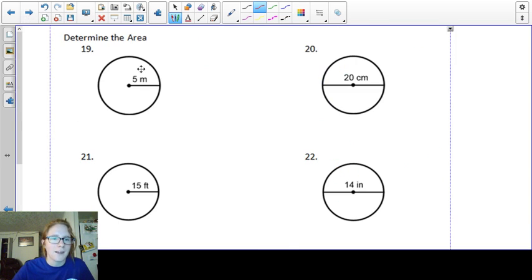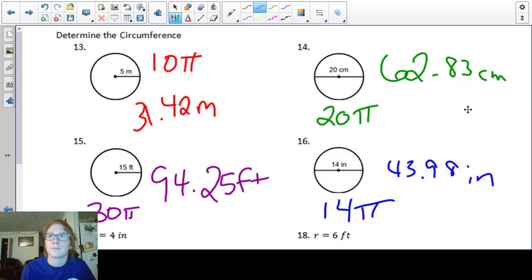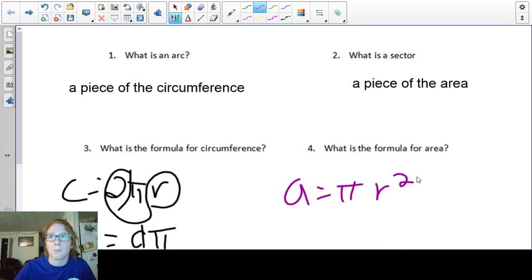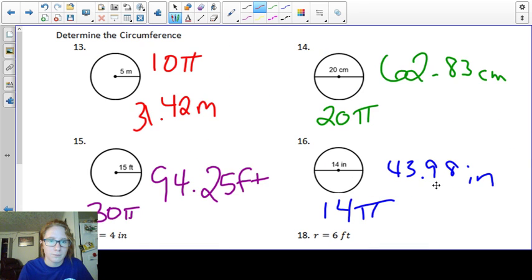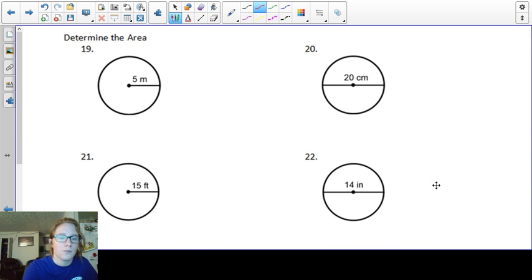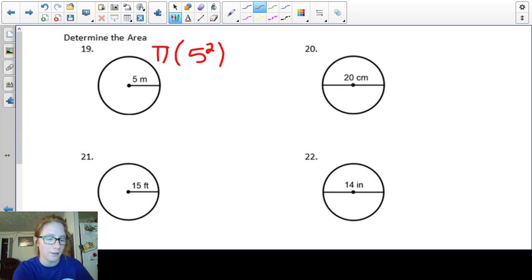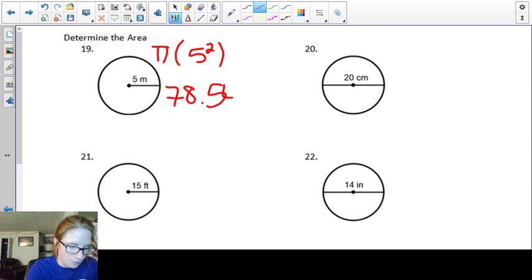All right, next ones, we're finding the area. So when I find the area, if I go back, we're going to use this purple formula, so pi r squared. So we have my r, because remember we need radius in this case, so I have pi r squared. We can plug it into the calculator that way. And that gives me 78.54 meters squared.